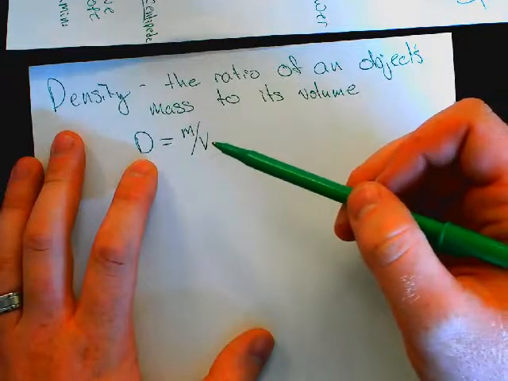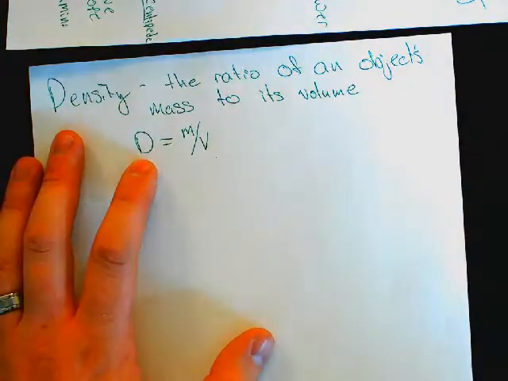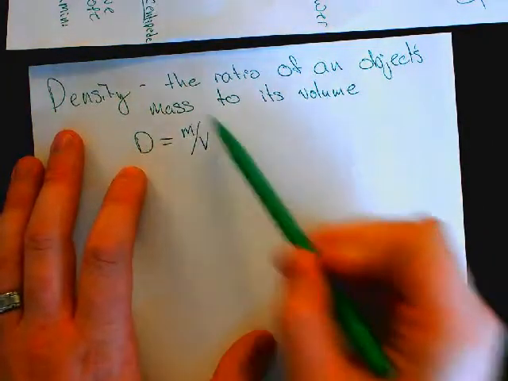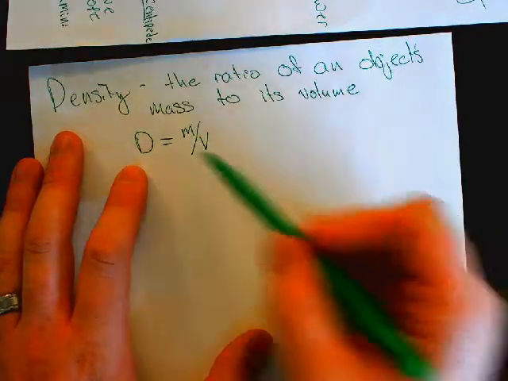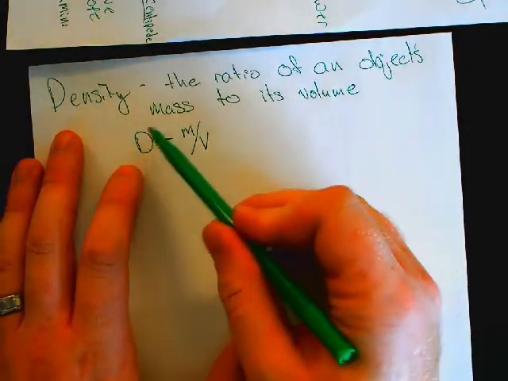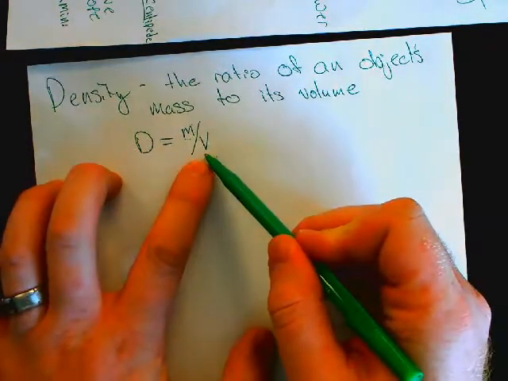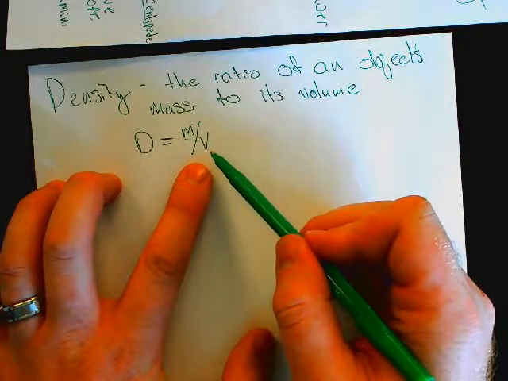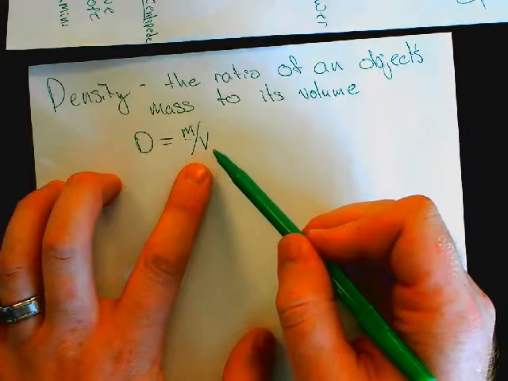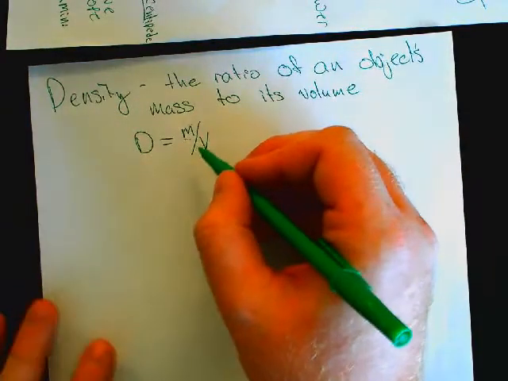Where are my individuals who are in algebra right now? Okay, and geometry? All right, so I expect you to be able to take this equation and solve it for different variables. Geometry students especially, you should be able to look at this and say, I know how to solve for M. I know how to solve for V. If you are not in algebra or geometry, then I am not expecting you to be able to solve this for different variables. And we can do that real quick here.